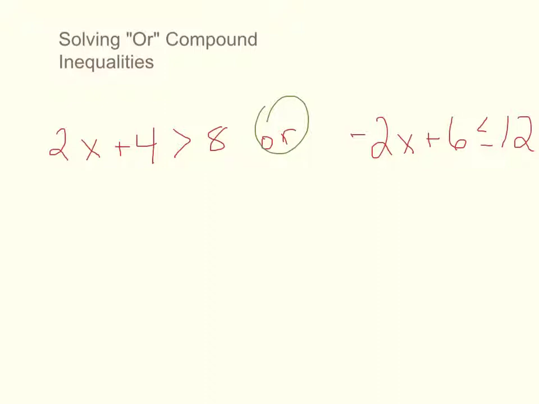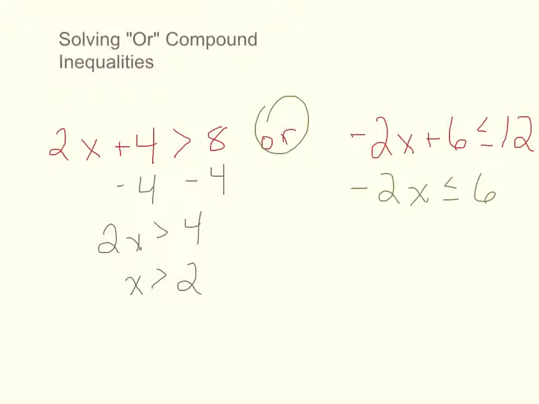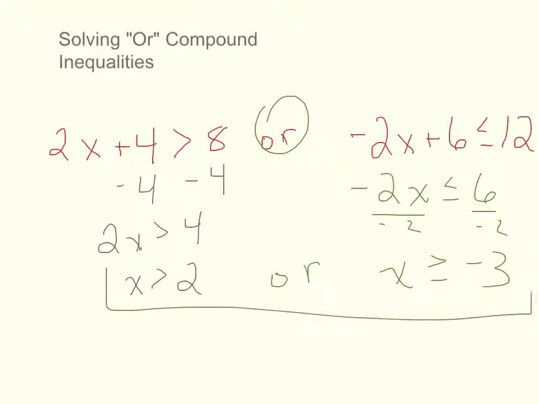On the left hand side, I'm going to subtract 4 from both sides. I'm going to get 2x is greater than 4, divide by 2, and I get x is greater than 2. On the right hand side, I get negative 2x is less than or equal to 6, divide by negative 2, and I get x is greater than or equal to negative 3. So my solution is x is greater than 2 or x is greater than or equal to negative 3.